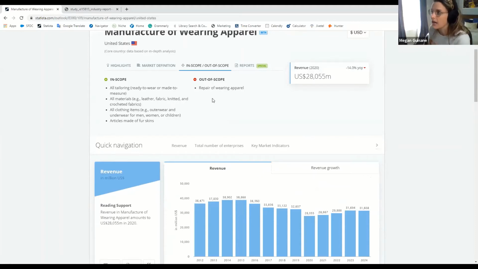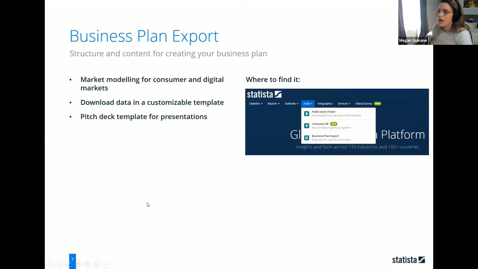So the last thing I am going to show you that can really help you put together your business plan is our business plan export. The business plan export provides you with structure as well as some content for creating your business plan. This is where you'll be able to download all the relevant data you need for number crunching. It just gives you a place to put together some of the numbers and the things that you need to consider when you're formulating your business plan for the first time.